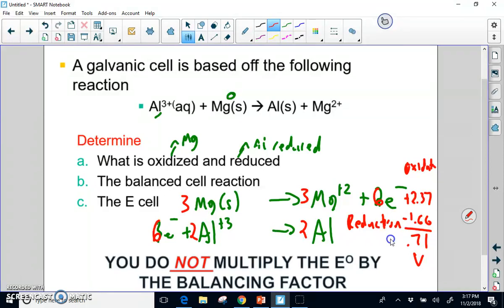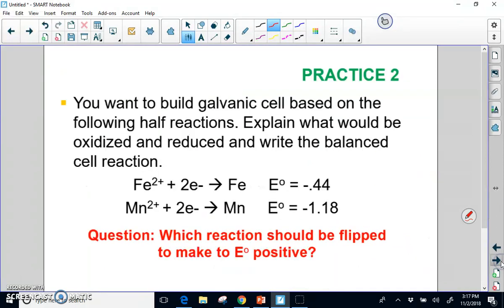Okay, now there's one more type of problem that they could give you. Here we want to build a galvanic cell. This is what you're going to do in class in more detail with the pictures and modeling and stuff like that on Monday. Okay, based on the following half reactions. Notice that these are both reductions, because the electrons are being gained.